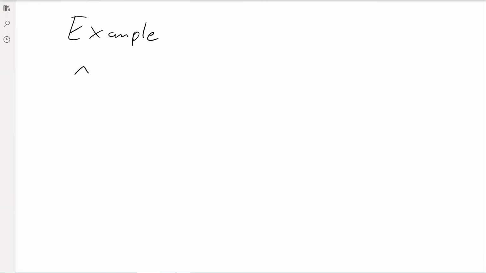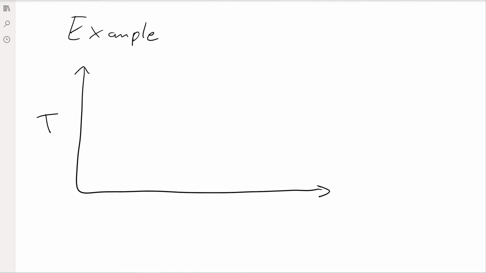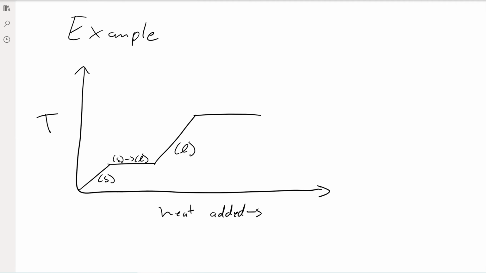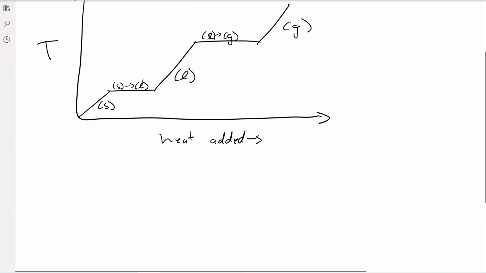Let's take a look at a mathematical example of this. We'll have our heating curve with temperature on one side and heat added on the other side. We start off as a solid. Once we get to the melting point, we go from a solid to a liquid, but our temperature won't change. Once it's all melted, the temperature will start to change. Then we go from a liquid to a gas, and the temperature won't change. Finally, we have a gas that we can heat continuously.